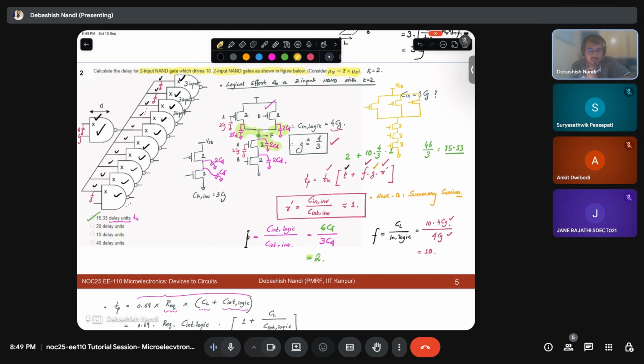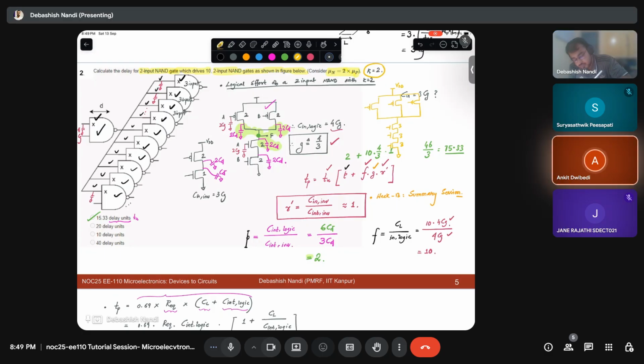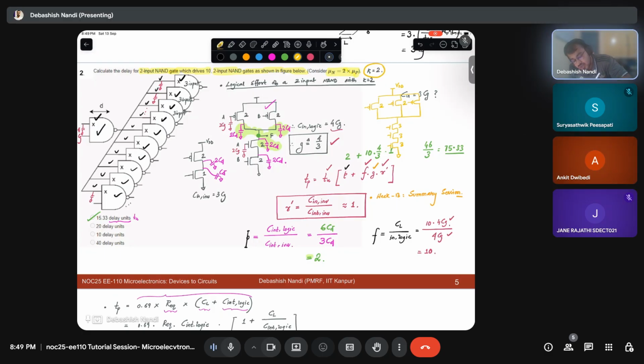Ankit, can you tell me what will be the size of the PMOS transistors? So k will be equal to 2, right? So it will be 6, I guess. No, it will not be 6, right? It will be 2 only. In the PDN it is 1, the PUN will be 2, right? Because that is dependent on k. Yes, sir.